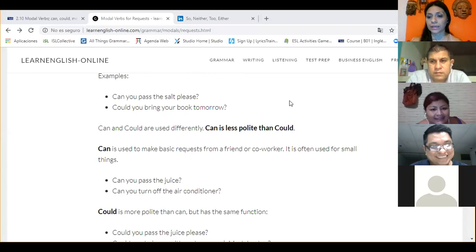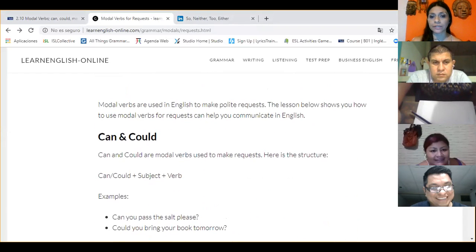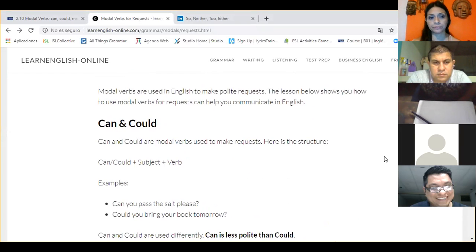For the ones that were not in class yesterday, this is a really quick explanation again of the use of can and could. Remember that we're using can and could for requests, not for ability. So here we have, Eli, can you read it, please? Modal verbs are used in English to make polite requests.